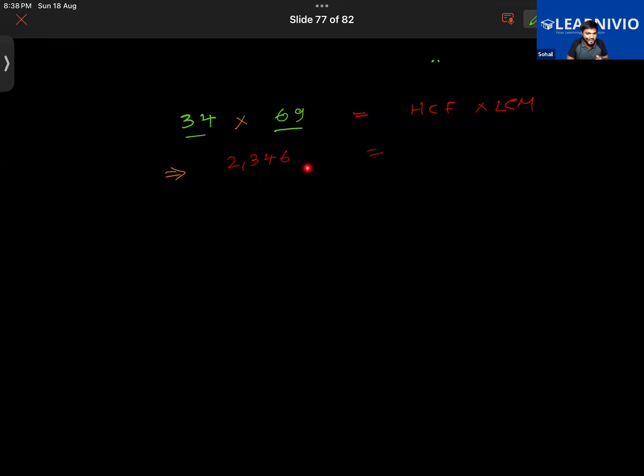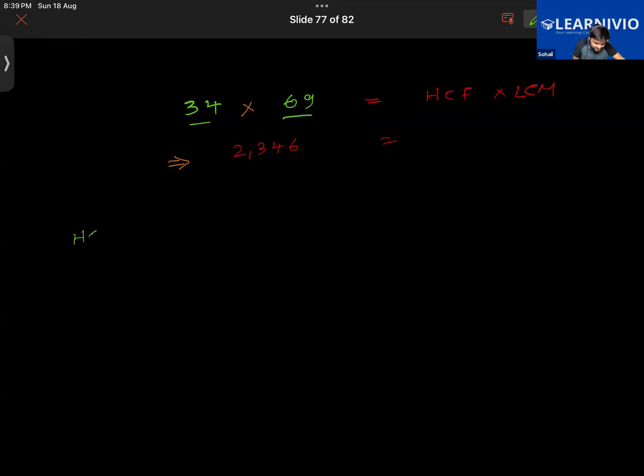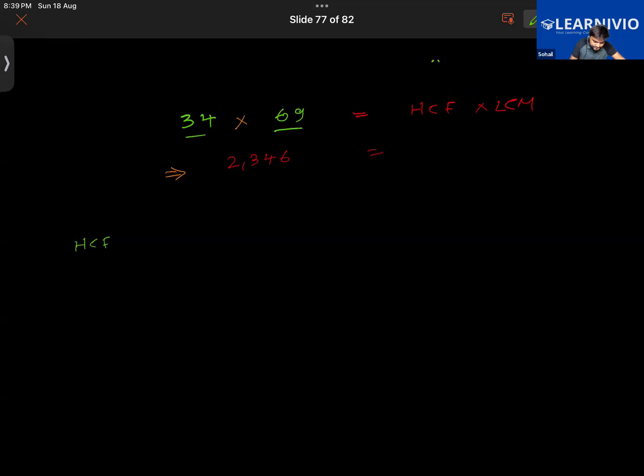By the rule I know that the product of HCF and LCM will be the same. The product of LCM and HCF will be the same as the product we got from the numbers. Getting it? Happy? But still, let us check this. We verify it anyway. So first of all, find the HCF of these two numbers. Let us find the LCM and find the HCF. Let us use the division method.